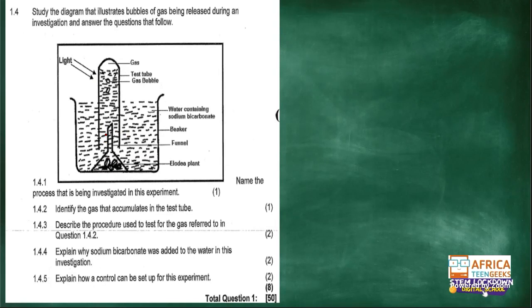Then we've got what's here? The test tube faced upside down. There are gas bubbles inside the test tube. At the very top there, there would be gas. That's the empty space. Then there's light shining here, light on this. It means this is conducted in an area where there is light. Then 1.4.1, name the process that is being investigated in this experiment.